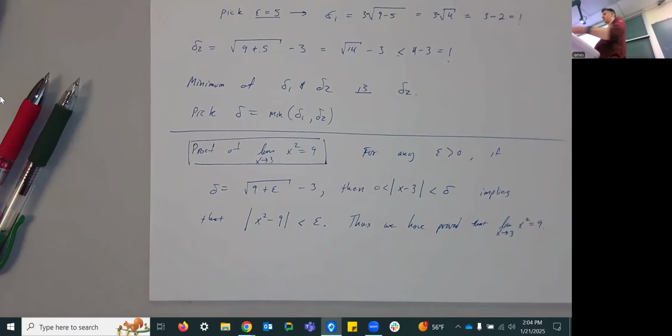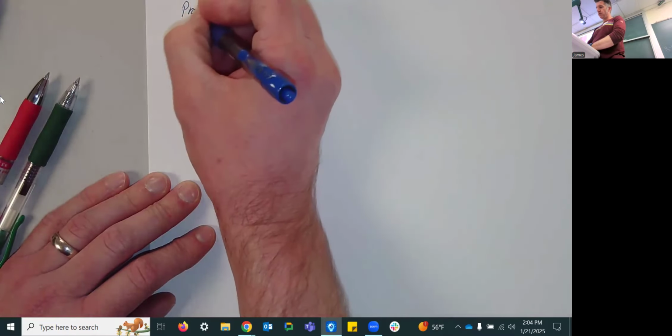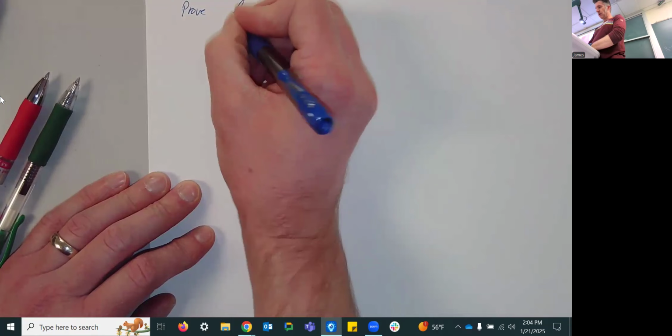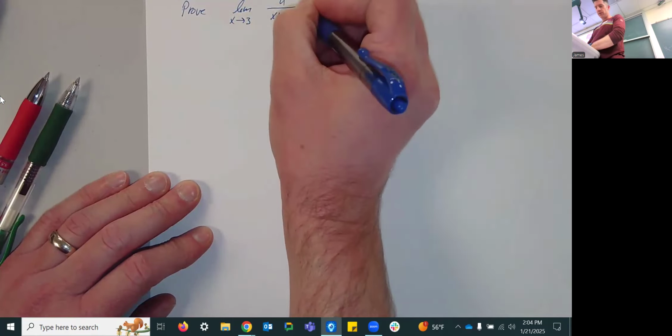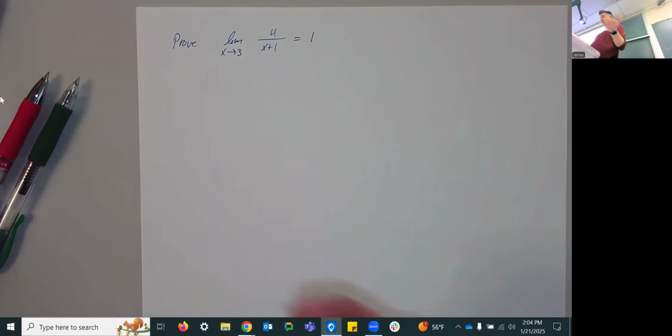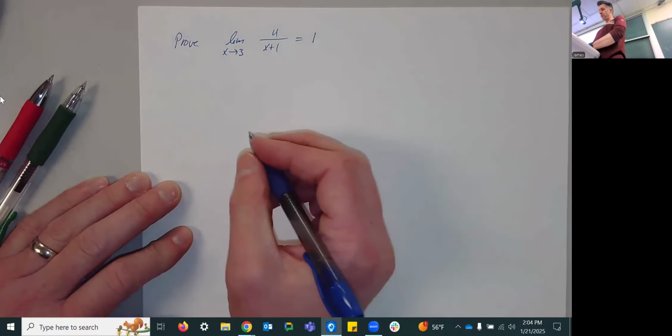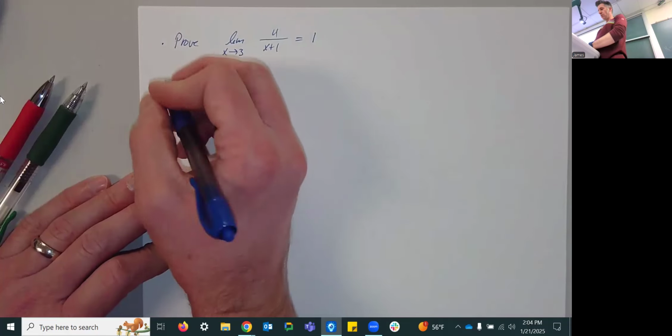Sure, yes. So let's look at another example here. You want to prove the limit as x approaches 3 of 4 over x plus 1 is equal to 1. Which I think we can all see, if we plugged in 3 for x, we would certainly get 4 over 4, which is 1. Okay. So, but there's something I'm forgetting with this. It's fine. So we want the following to be true.